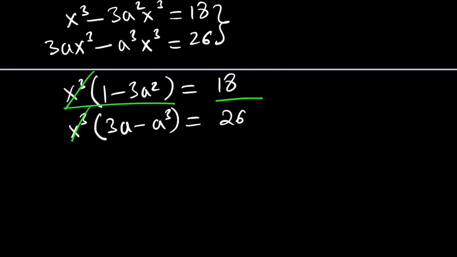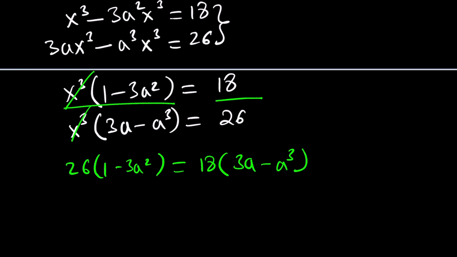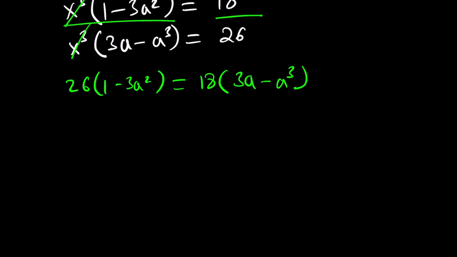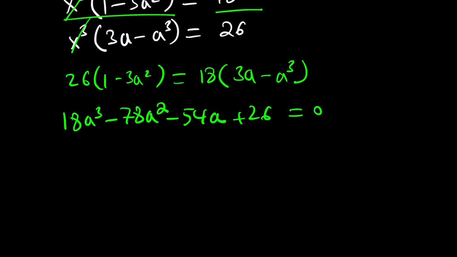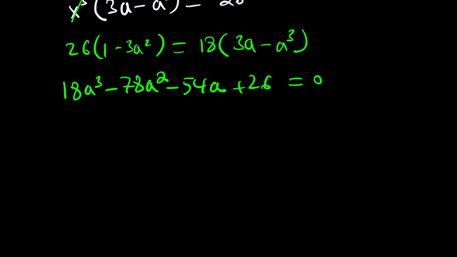If you go ahead and distribute, it's going to look like this: 26 times 1 minus 3a squared equals 18 times 3a minus a cubed. Negative a cubed, I wrote it on the right-hand side because it's negative. When we put everything on the left-hand side, everything will be positive. Let's distribute and put it all together. We get 18a cubed minus 78a squared minus 54a, 3 times 26 is 78 obviously, plus 26 is equal to 0. Now notice that everything is divisible by 2, so let's divide. We get 9a cubed minus 39a squared minus 27a plus 13 is equal to 0.